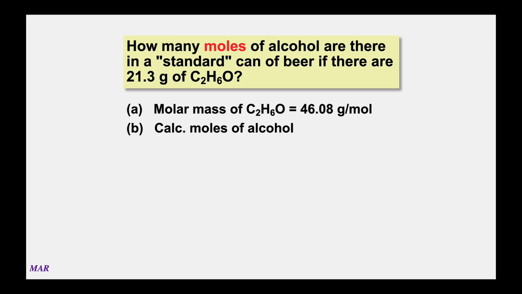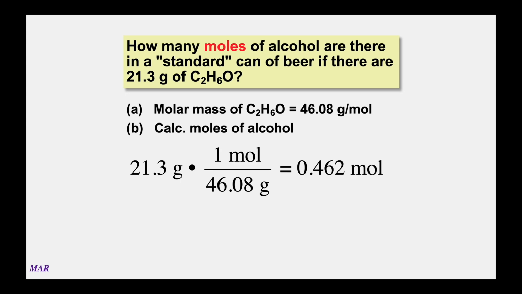Now, to do this, we're going to need the molar mass of ethanol. And earlier, we saw that the molar mass was 46.08 grams per mole. So with the grams of ethanol and the conversion from grams to moles, which is what molar mass is, you bet that we can do this. 21.3 grams, our starting material. We want to make sure the grams cancel out. So 46.08 grams goes on the bottom, 1 mole on the top, to 3 sig figs. 0.462 moles of ethanol is what we have.